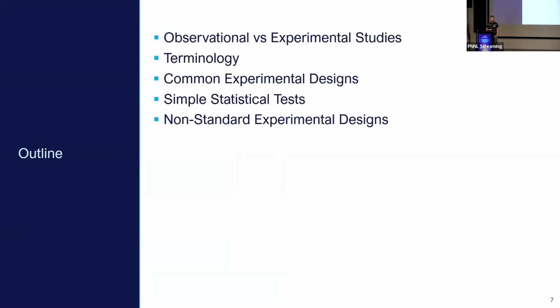So some of the things that we're going to be talking about in this talk are discussing the difference between observational studies and experimental studies, some basic terminology that is used in experimental design, common experimental designs, some simple statistical tests, as well as some non-standard experimental designs, depending on how much time we have left.